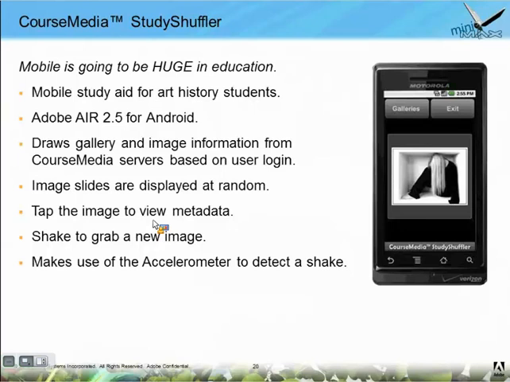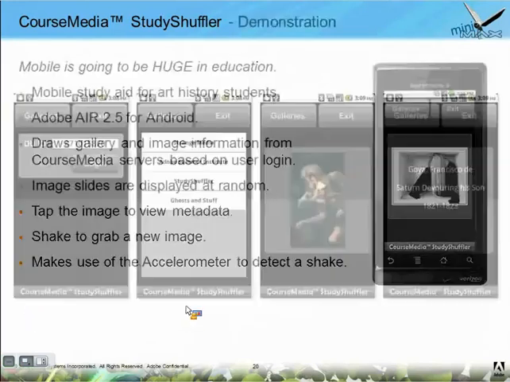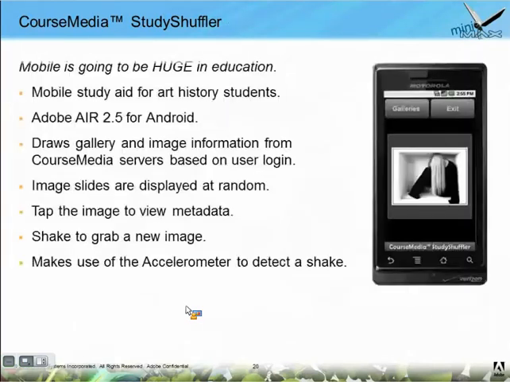This allows you to access the same information, the same course media galleries that you can access through the web through your mobile device. So it's a mobile study aid. This is a prototype, okay? So it's nowhere near finished. But a mobile study aid for art history students. We decided to focus on art history because it's just images. They don't use a lot of video or anything like that. It's sort of a safe prototype to work in.